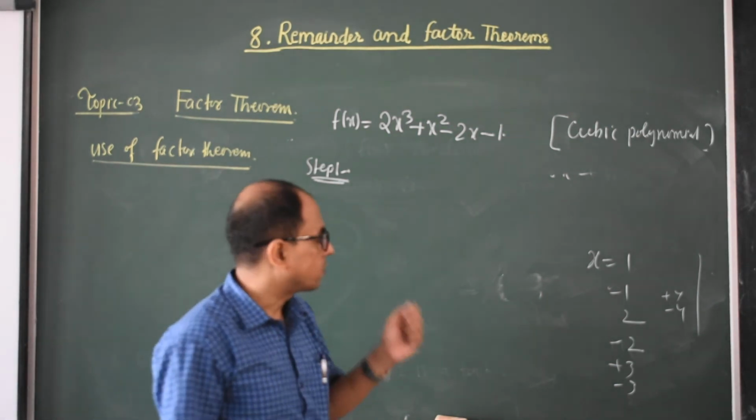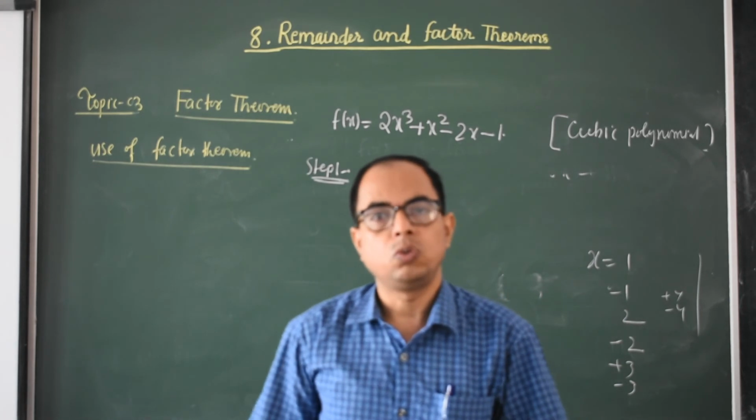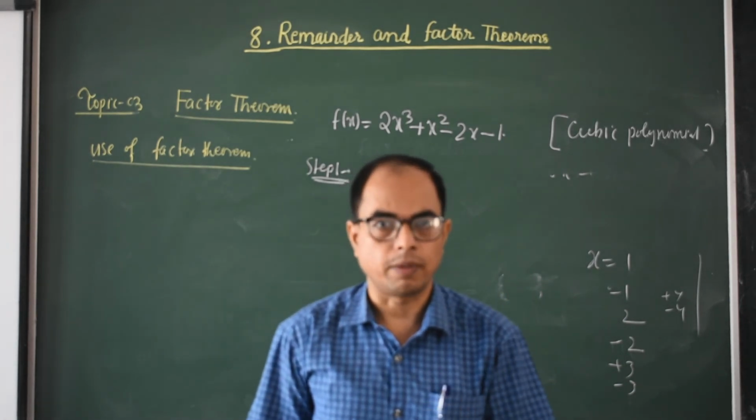Clear? Again the first factor will be given easy. Why? Because there is no definite method to find the first factor. You have only hit and trial method. Clear?